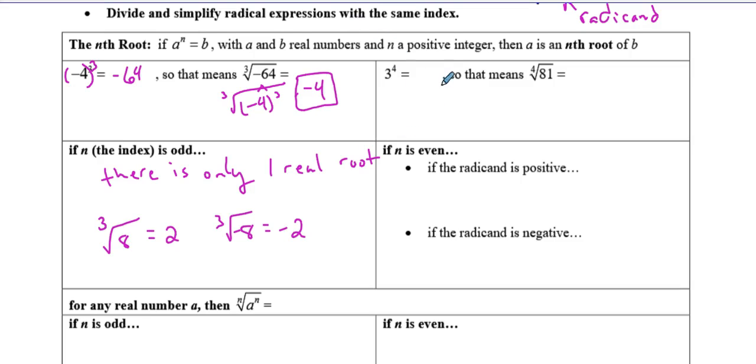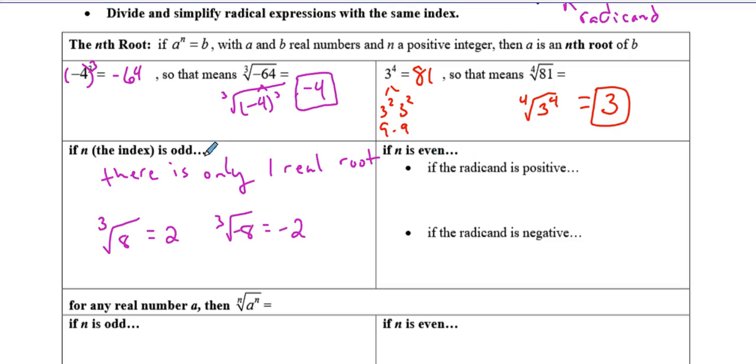Let's talk about what happens when the index is even. So 3 to the fourth power, all right, you should memorize this and know that that's 81. If you have trouble with fourth, nice little general rule for fourth powers is that it's the number squared times the number squared, right? So that's 9 times 9, which is 81. All right, so again, I can break that down into the fourth root of 3 to the fourth power. Okay, so once you understand that, you see that that is 3. All right.